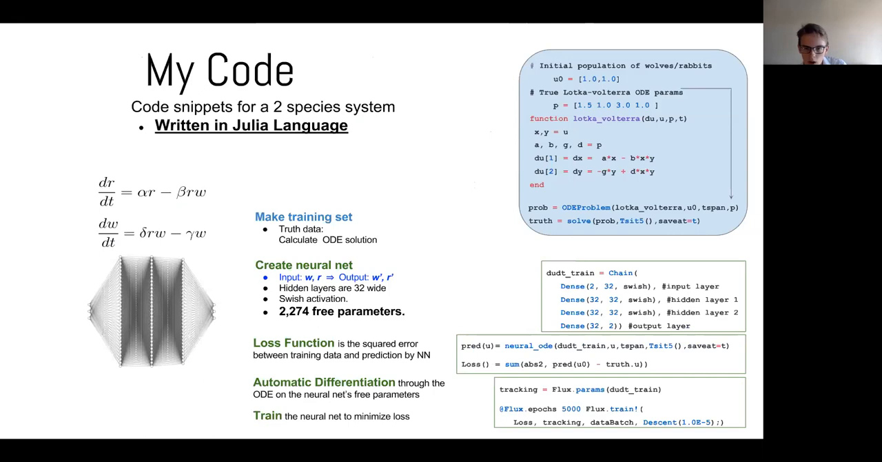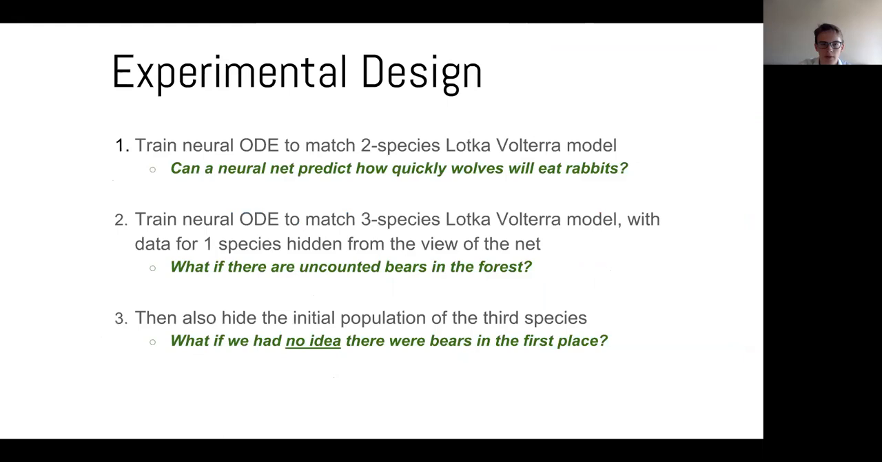So to do this, I used the Julia programming language, and I wrote code to first get the real equations that we have and evaluate them for truth data to train the neural network on. Then we create a neural network and create a loss function comparing the neural network's output to the truth data, and then we train it using automatic differentiation until the neural ODE starts producing results that look like the truth.